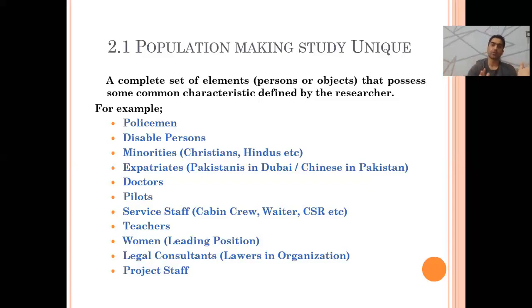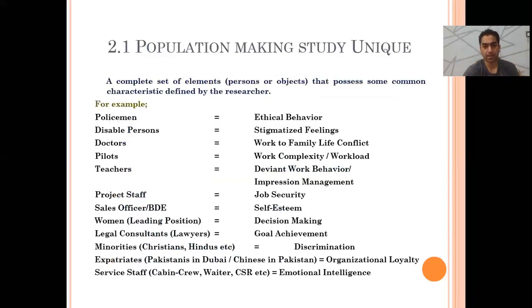So all that I told you, according to the population, I have a different topic in my mind. Here I have the list of the topics I told you. For policemen, their ethical behavior; disabled persons, their stigmatized feeling; doctors, work to family; pilots, work complexity or workload; teachers, deviant work behavior; impression management, and students. Literally, if you go and search these topics with the population, you can easily search on Google Scholar, the policeman and ethical behavior.